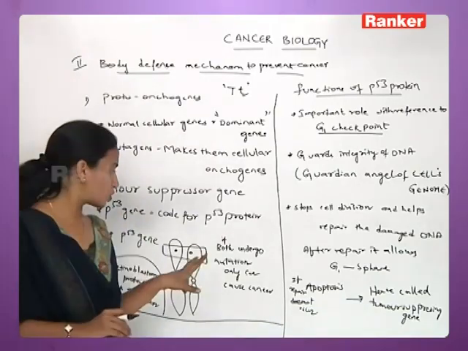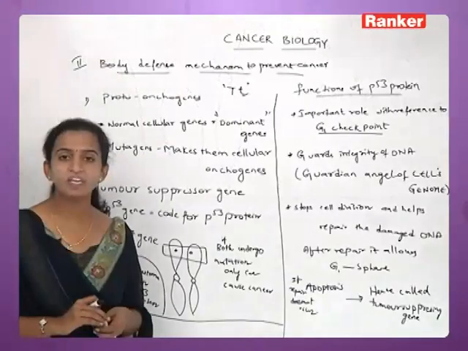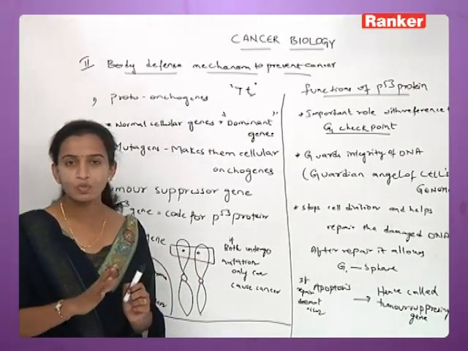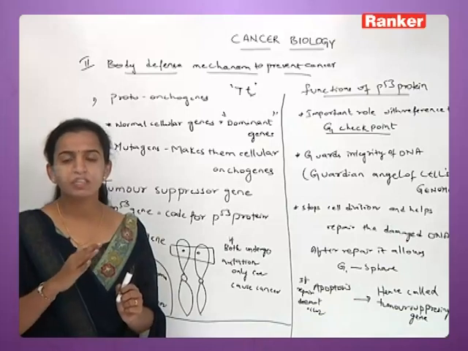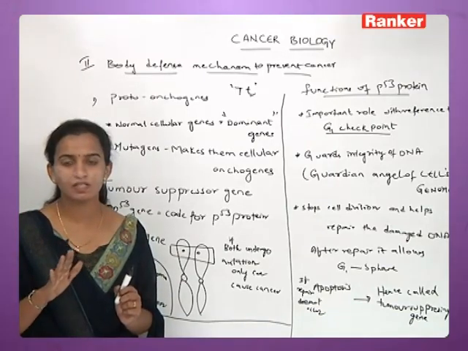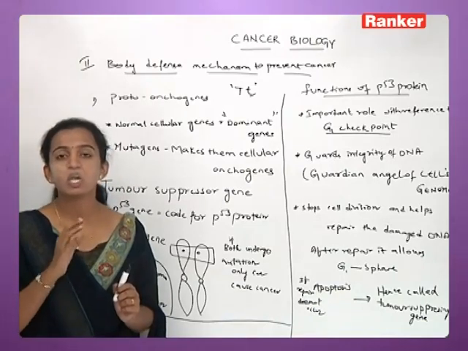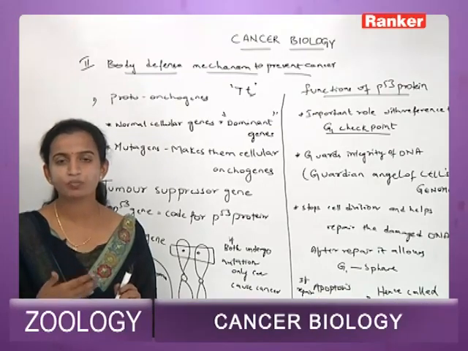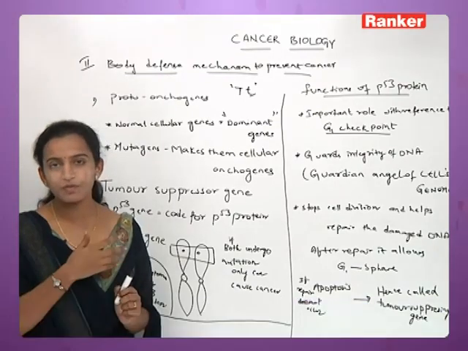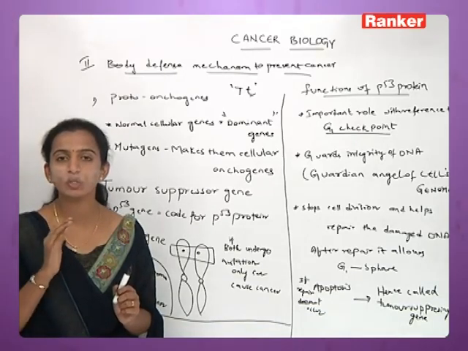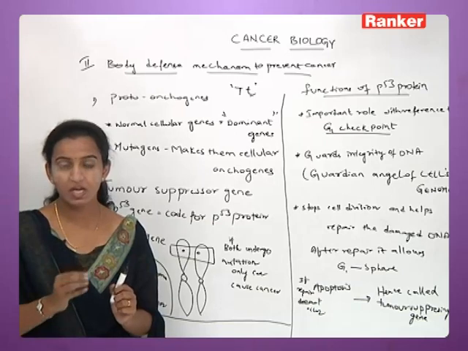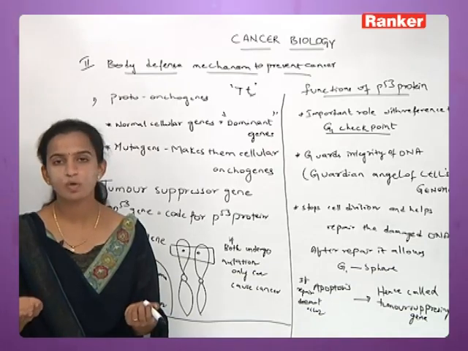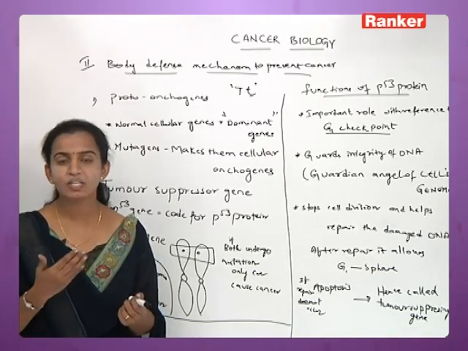But if both copies undergo any sort of mutation, then there is no kind of checkpoint present. That means p53 loses its character to check a cell. I said that if a cell wants to go for division, it needs to take the permission of the p53 protein. That means p53 is the only one which allows cell division to take place. Now if p53 is failing, who is the one to stop them? There is no one to stop them and they grow on. So this is actually what happens in the cancer cell.